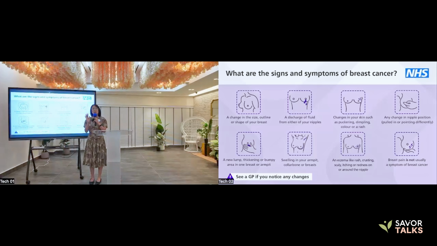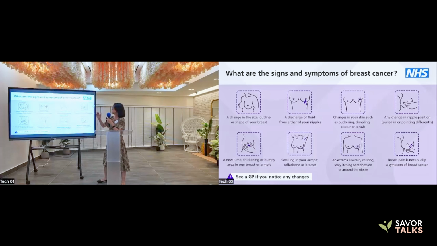Everyone needs to know how to check your breast. If everyone knows, then I don't need to go through. If you don't know, okay, we just go through. Basically we use the tip of the finger because it's more sensitive. If you use other parts, it's not so sensitive. When we press, your hand should be flat, not like this, but flat. So we will check like this, flat.